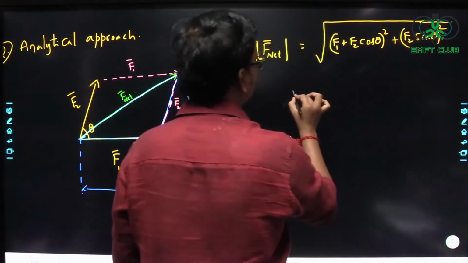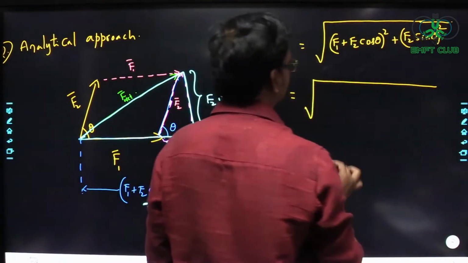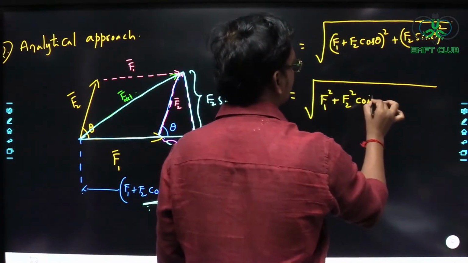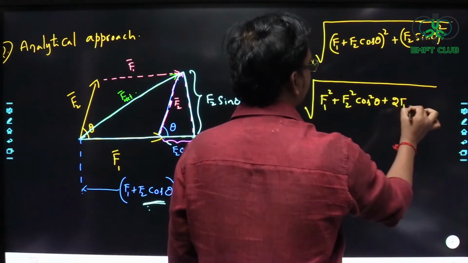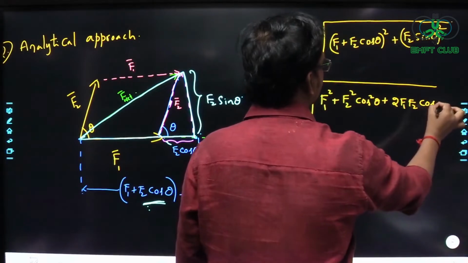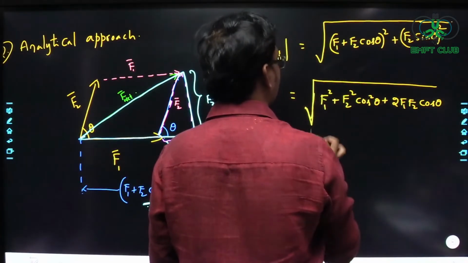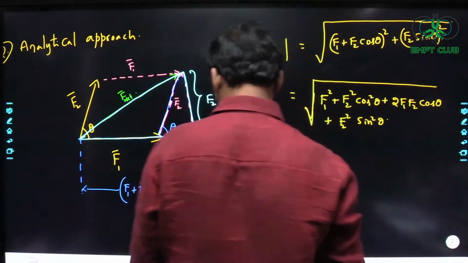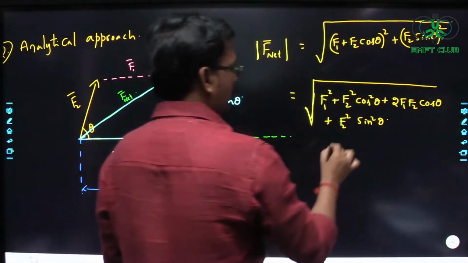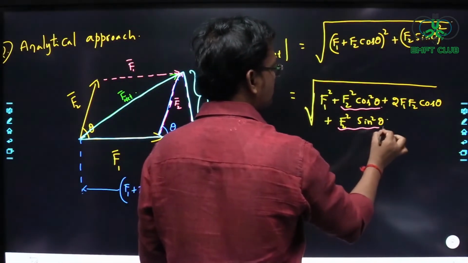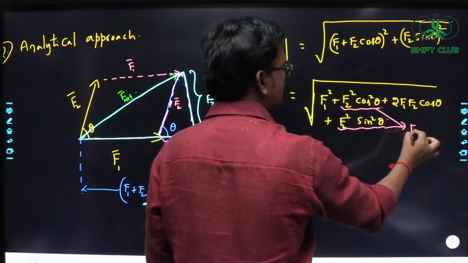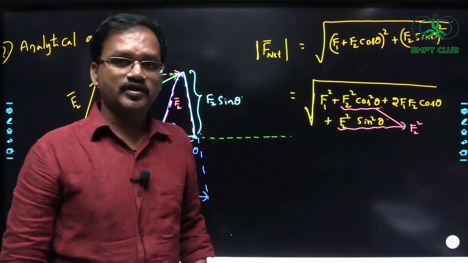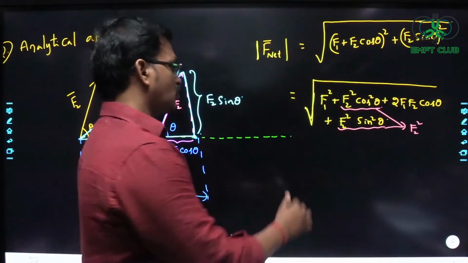So if you do this, what are you going to get? You are going to get the square root of F1 square plus F2 square cos square theta plus 2 F1 F2 cos theta plus F2 square sin square theta. Now if you observe here, F2 square cos square theta plus F2 square sin square theta will result in F2 square. Yes or no? So what are you going to get finally?